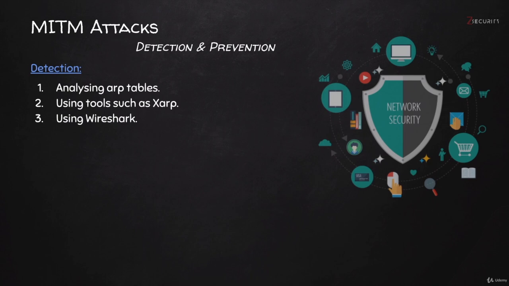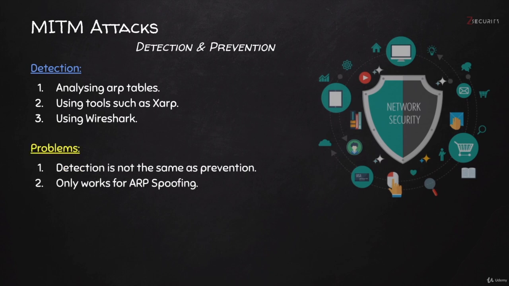In the previous lectures, we learned how to detect ARP spoofing attacks by manually analyzing the ARP tables. We also learned how to install tools such as XARP to automatically detect ARP spoofing attacks without having to manually check the ARP tables. And we even learned how to detect other suspicious activities using Wireshark. Now, this is really good, but still has a few problems.